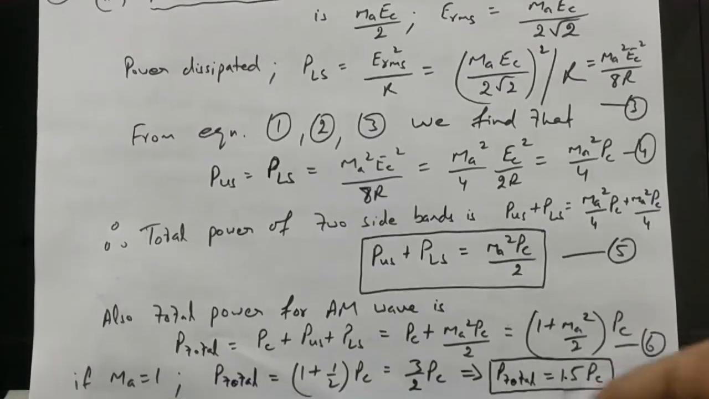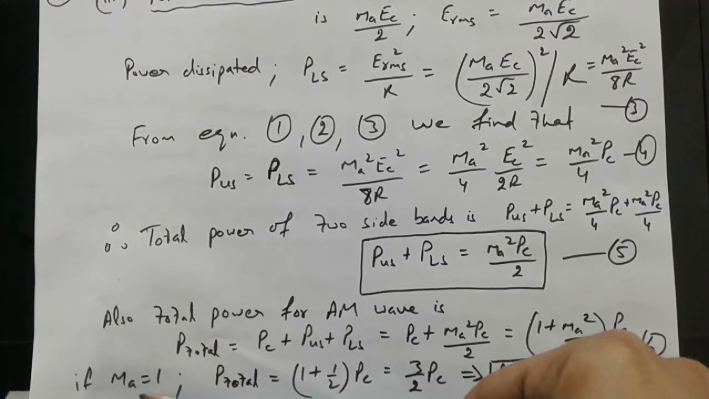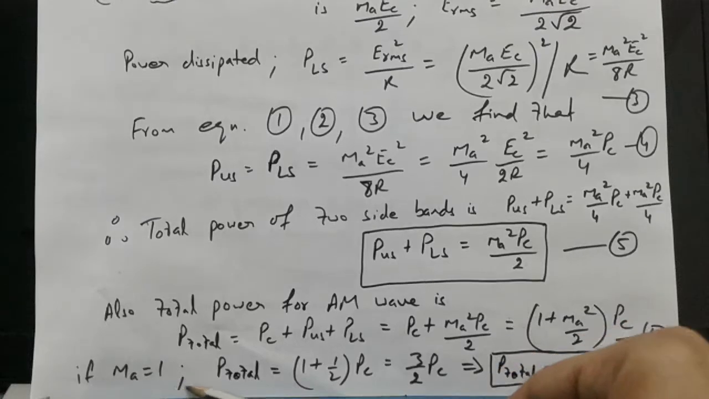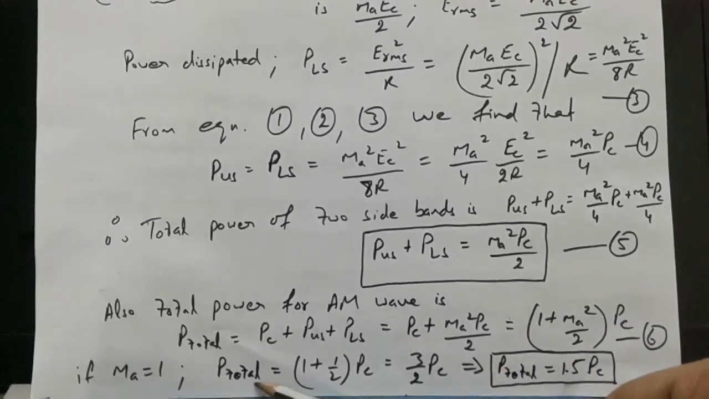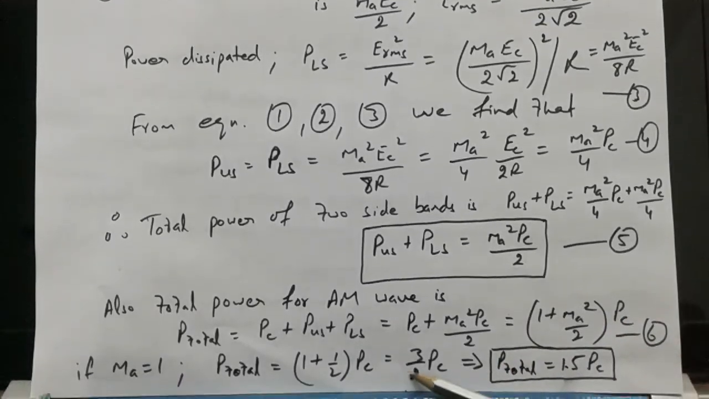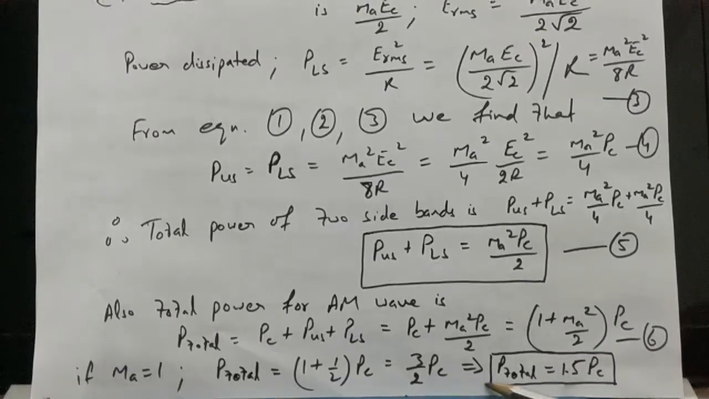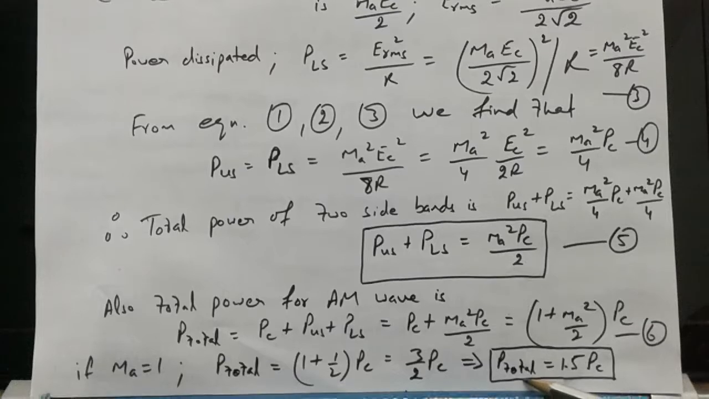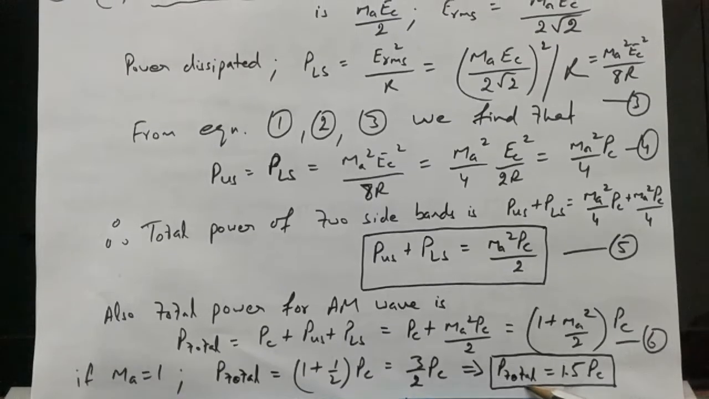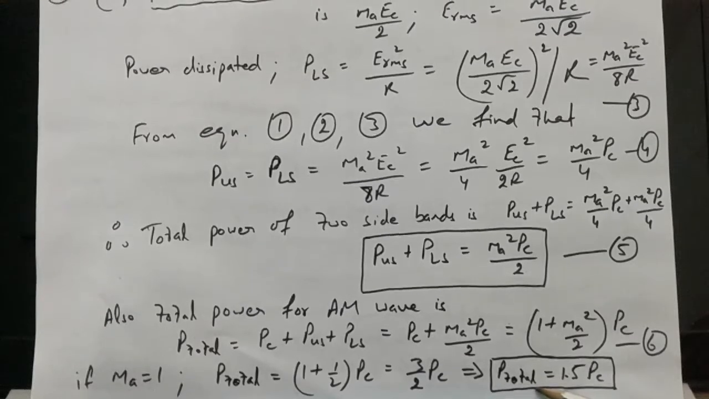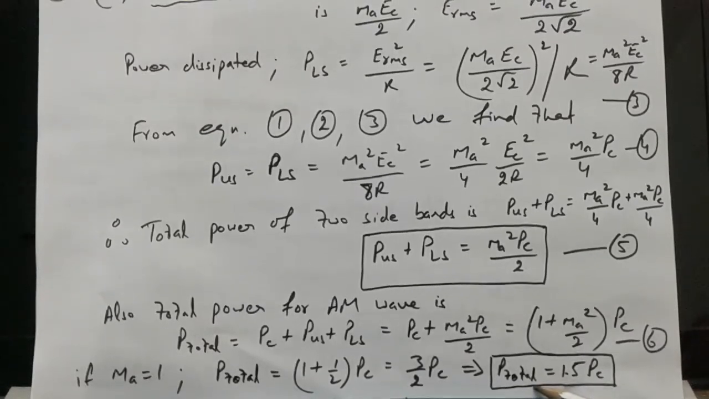If we take the special case where the modulation is 100%, that is MA equal to 1, in that case the total power becomes 3 by 2 of the power of the carrier wave. It shows that the power of the AM wave is greater than the power of the carrier wave.